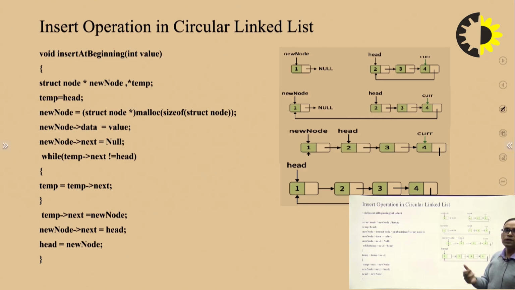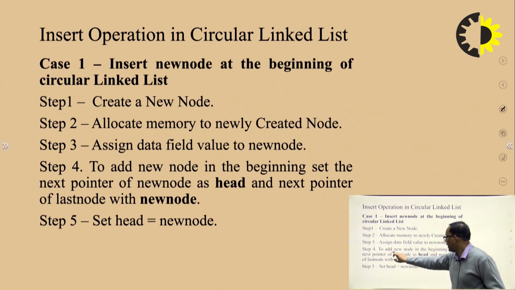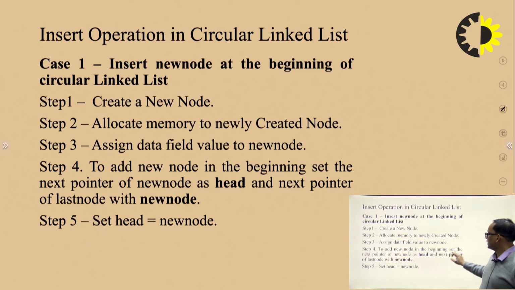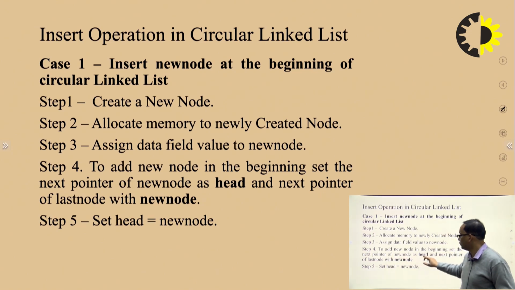Now we have to create a new node. This is the new node that we have created. Now our task is to add this newly created node at the beginning of that particular circular linked list. So for this, in step 4, to add the new node at the beginning of the circular linked list, set the next pointer of new node as head.